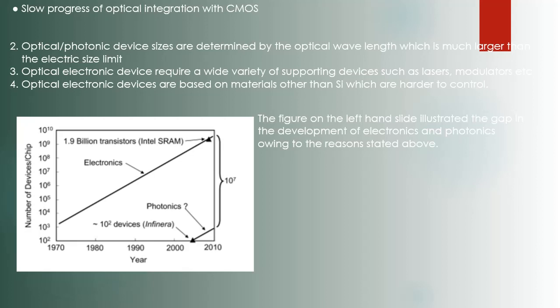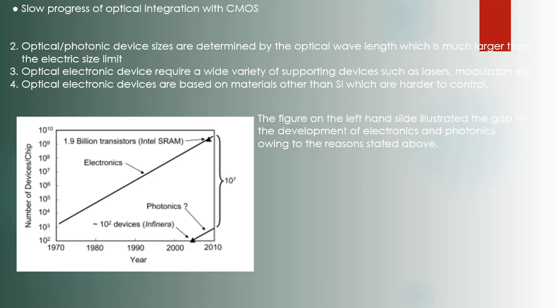And so the figure on the left-hand side here illustrates the gap in the development of electronics and photonics owing to the reasons stated above. So quite a disparity, as you can see, starting in the mid-2000s to the current day, versus 1.9 billion transistors right now.